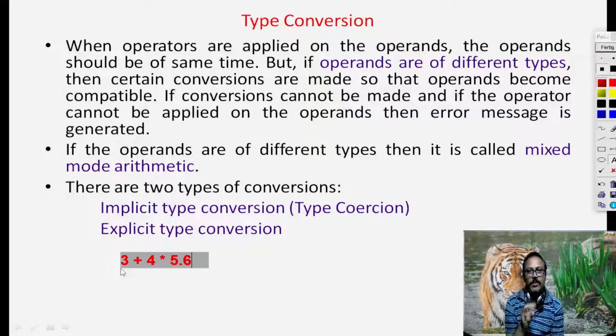There are two ways of conversion. One is implicit type conversion. The other one is explicit type conversion. Implicit type conversion is otherwise called type coercion, whereas explicit type conversion can be otherwise called simply type conversion.